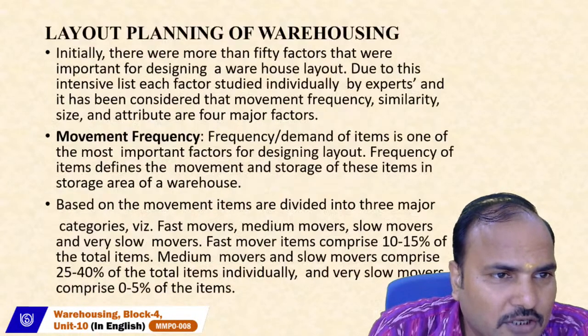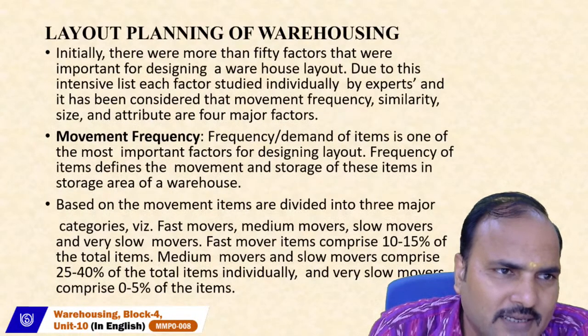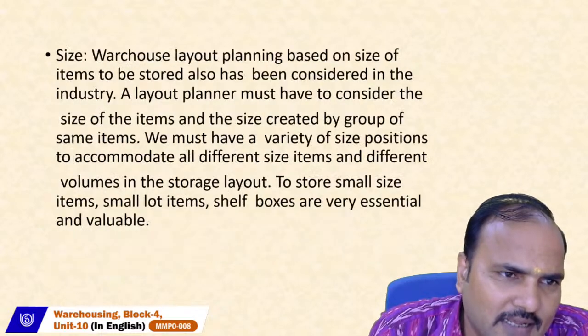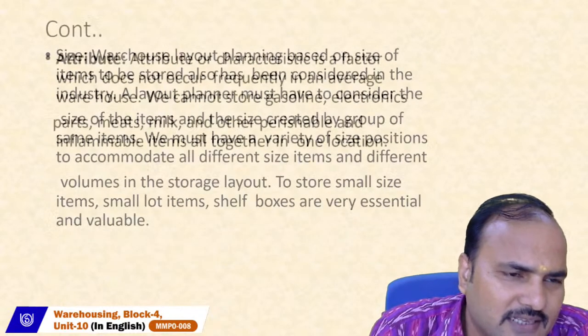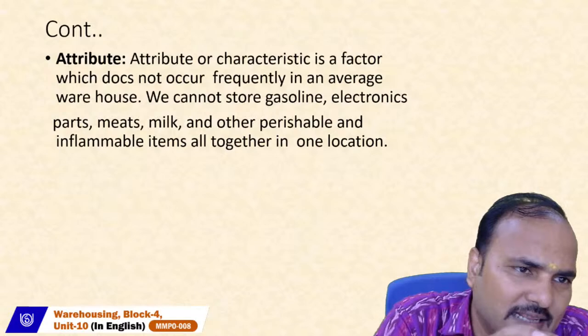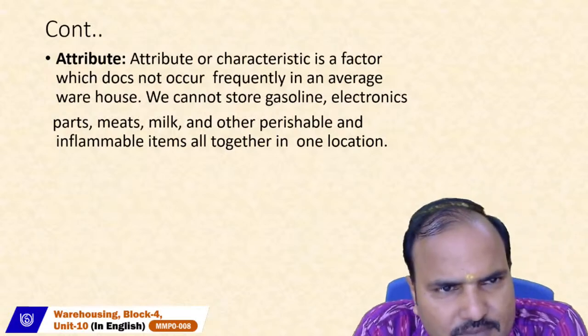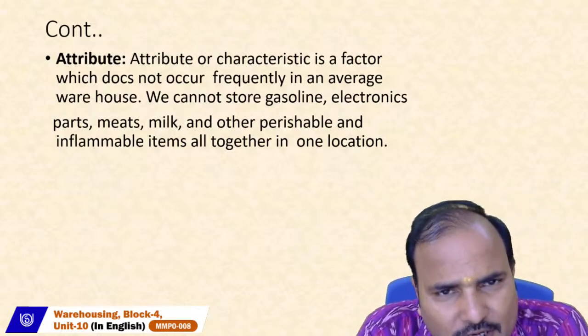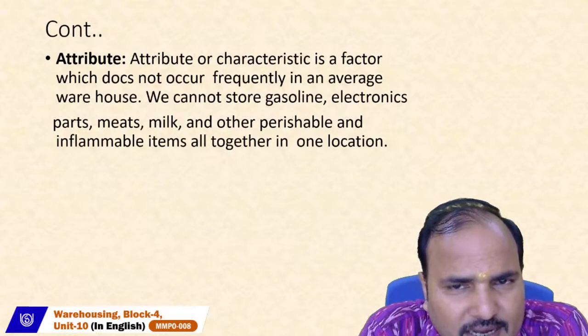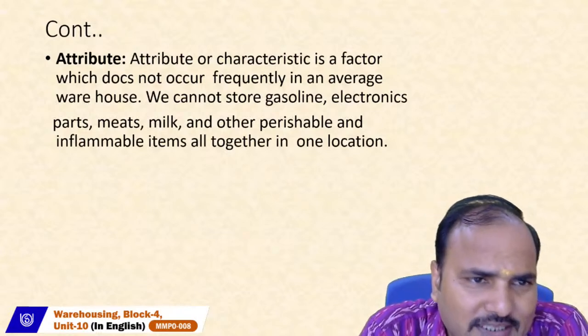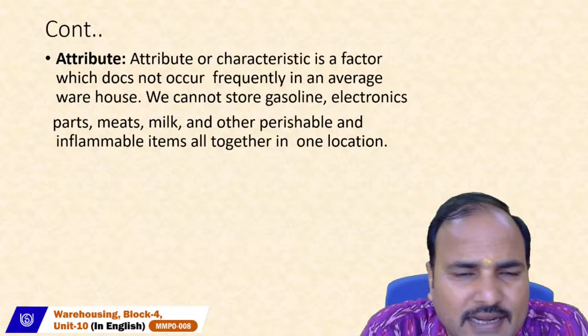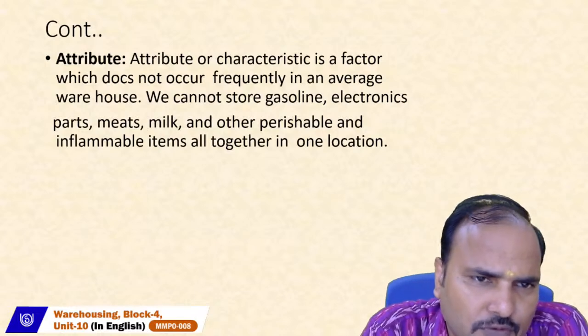So what are the factors? One is movement frequency, second is similarity, third is size. These things will be considered. Another is attribute, or characteristics. It is a factor which does not occur frequently in an average warehouse.